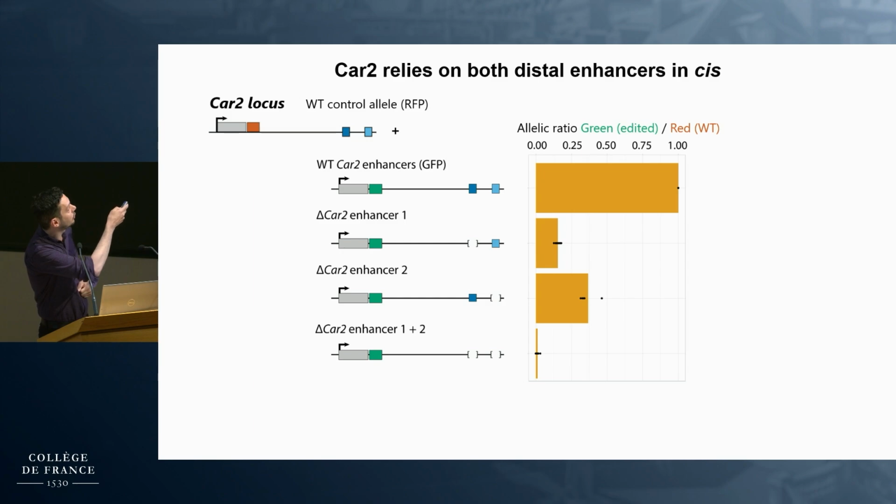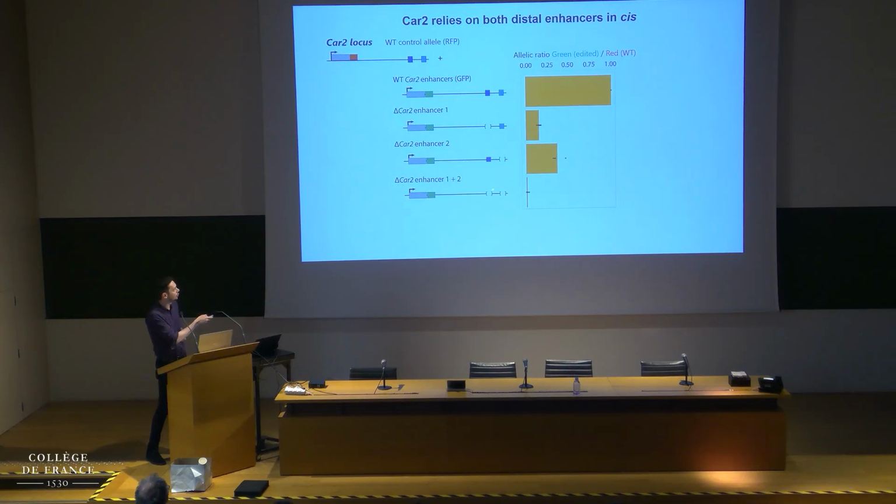So again, we leave the red allele as a control, and then we deleted either one, the other one, or both candidate enhancers, and we see that both candidate enhancers contribute to CAR2 expression, and you need to remove both to lose expression completely.